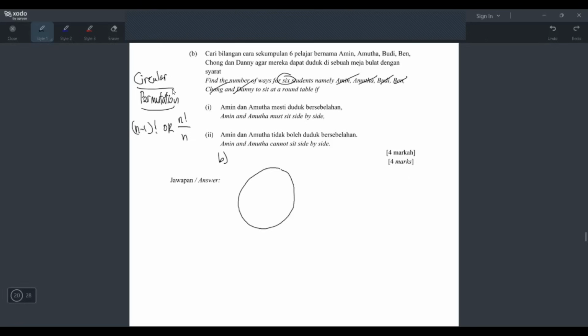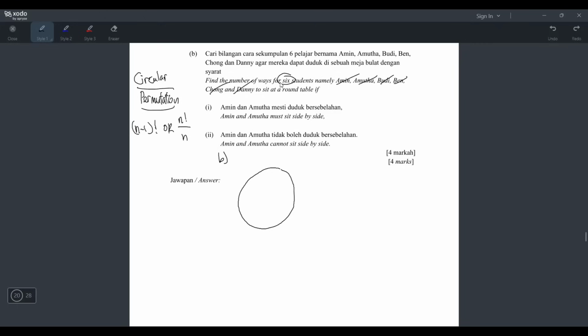But if it's a bracelet or necklace question, you have to divide by 2. That one is for bracelet and necklace, because for bracelet and necklace questions, the direction, clockwise or anti-clockwise, is not important. That's why. But for this question, no need lah. This question no need to divide by 2 because it's like sitting at the table, so it's not a bracelet. So number one, Amin and Amuta must sit side by side.